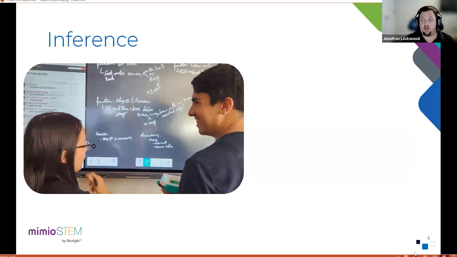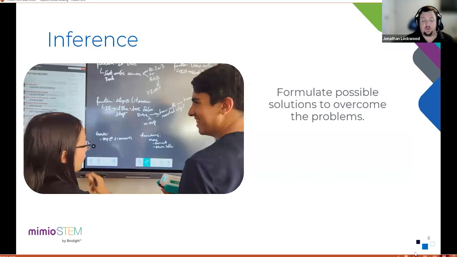In our next stage, our inference stage, this is where we start to formulate solutions, right? So we're thinking about ways to overcome these problems. So we began by finding the problems, asking all these questions, trying to figure out the challenge as completely as possible. Then we analyzed those problems and found out how those problems might challenge us. And then we're looking at inferencing. So how do we formulate possible solutions to overcome these problems? And this is where, in critical thinking, we get a real collaborative approach.